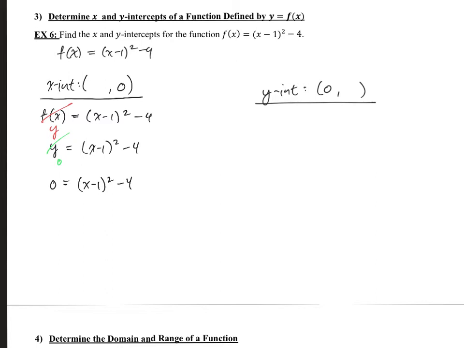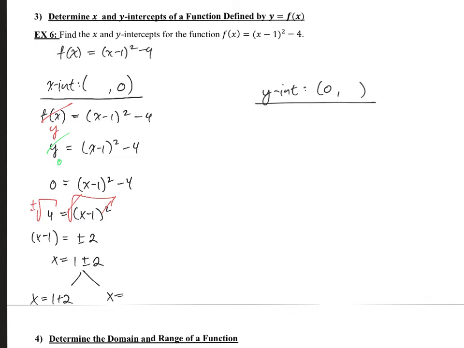How do we solve this? We can do the square root property. So add 4 to both sides, so we get 4 equals x minus 1 squared. Then we can square root both sides. And then we swap this around. x minus 1 equals plus or minus 2. So then x is going to equal 1 plus or minus 2. When we split the work, x equals 1 plus 2, x equals 1 minus 2. Then x finally equals negative 1, and x equals 3.